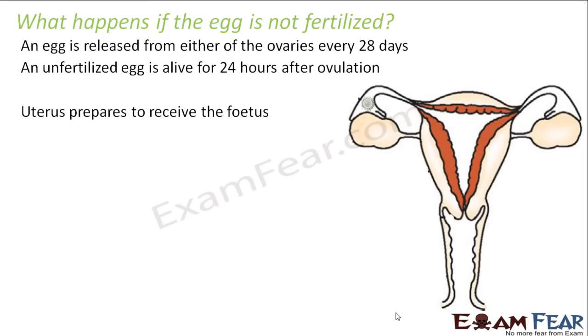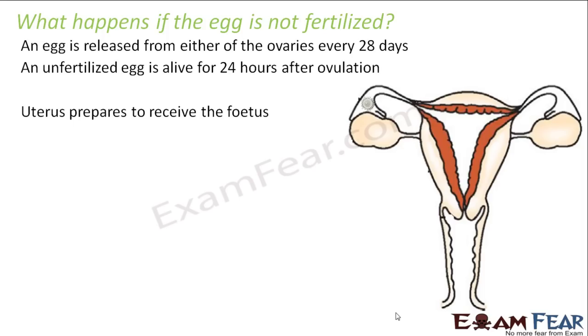Now as soon as this ovulation takes place, as soon as a matured egg is released from the ovary, what happens to the uterus? Now the uterus gets to know that okay, the egg is released from the ovary. So the uterus also prepares itself. Uterus also knows that now the egg has been released, so the egg will remain alive for 24 hours. So maybe a sperm will come and it will fertilize the egg. So if a sperm fertilizes the egg, then what will happen?